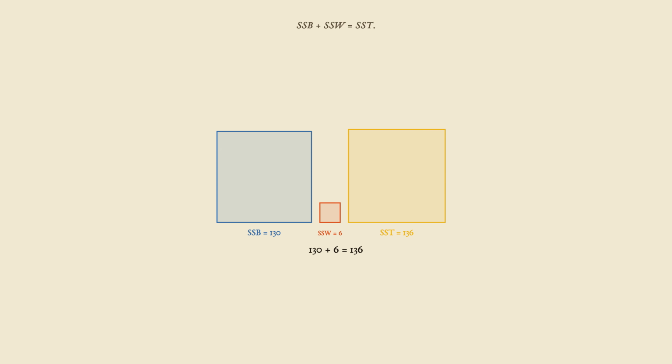Now square them. Every yellow deviation becomes a yellow square. They pour into a single yellow square of area 136. Every blue piece into a single blue square of area 130. Every red piece into a single red square of area 6. 130 plus 6 equals 136. SSD equals SSB plus SSW.